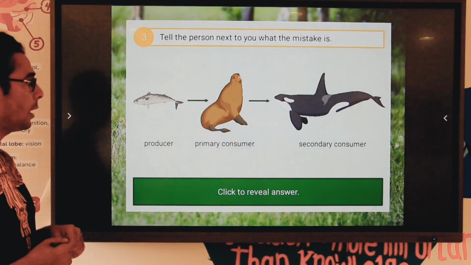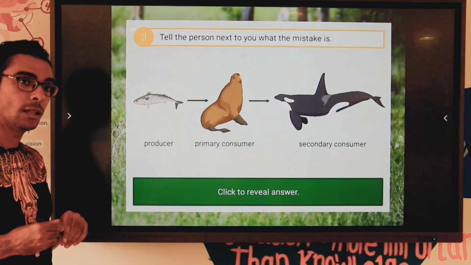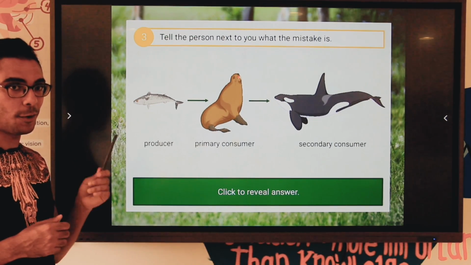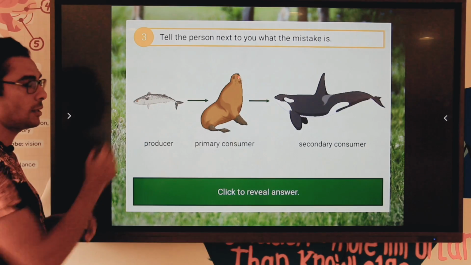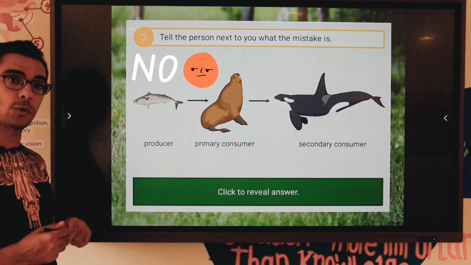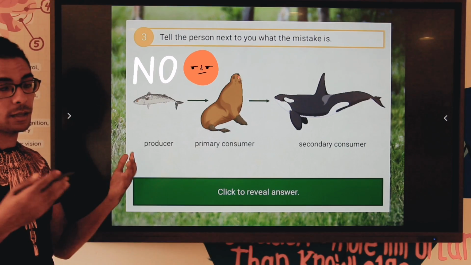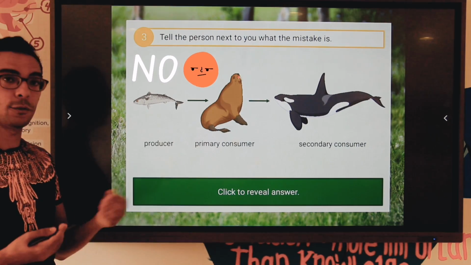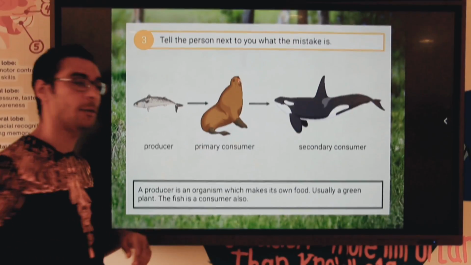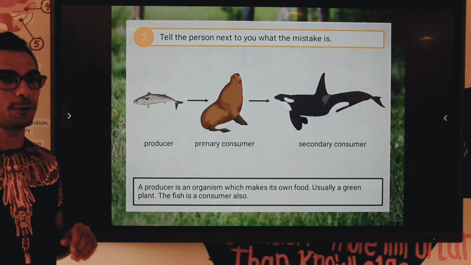Would you please highlight what is the mistake here? Can you just find out? I guess this one is a little easier than before. You know why? Look here, that's fish. Is it a producer? Do fish produce their own food by taking the sunlight, carbon dioxide, and performing the photosynthesis process? So actually that's the mistake. So when we click to reveal the answer here, we're going to find this is not a producer.